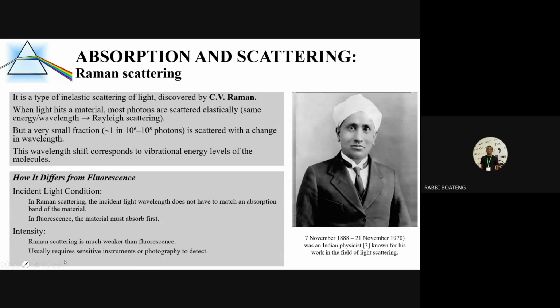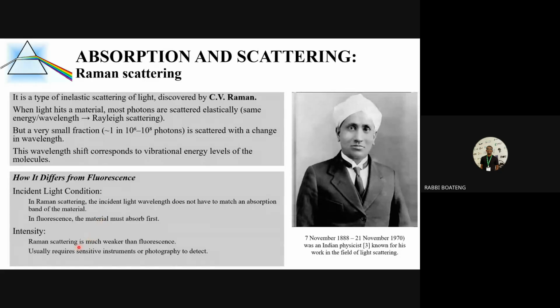In terms of the light that is incident on the material, the first thing we can talk about is Raman scattering. In Raman scattering, the incident light wavelength does not have to match the absorption band of the material. And with Raman, we are talking about a virtual state. In fluorescence, it will go up to the singlet state before it gets de-excited. And in fluorescence too, we expect the material to first absorb light before it gets excited.